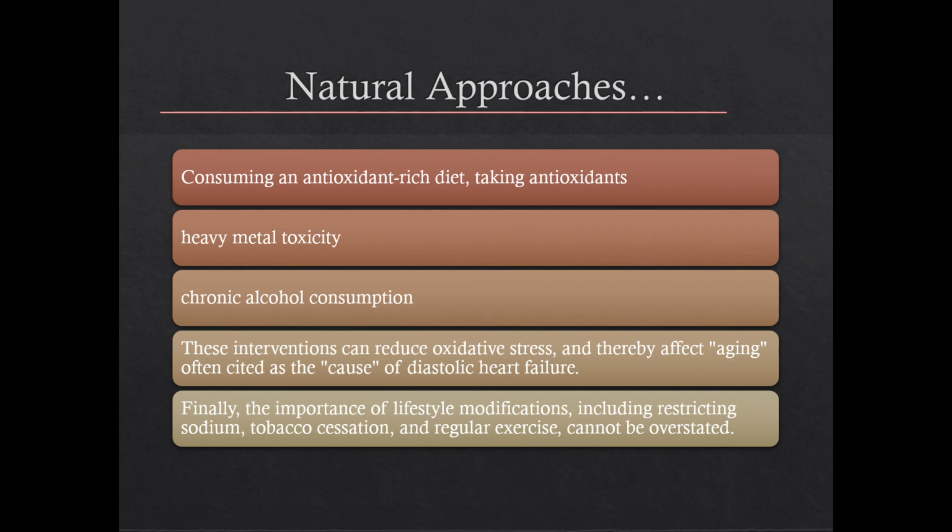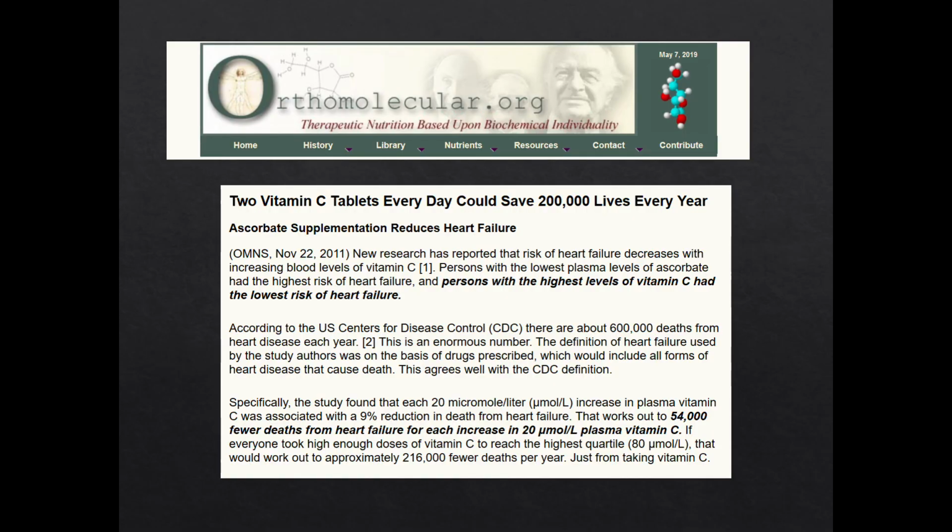Other natural approaches is consume antioxidant-rich foods. Try to look and determine if you have heavy metal toxicity, if it's burdened into your condition. Try to control chronic alcohol consumption, reduce oxidative stress and aging. All of these things help. And of course, stop smoking if you smoke, exercise more, monitor your sodium intake, okay?